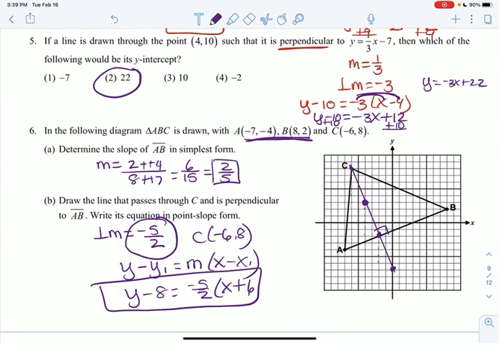And I graphed it. I can actually see what the y-intercept is, although they didn't ask me that on this question. All right, so we'll practice that all tomorrow.